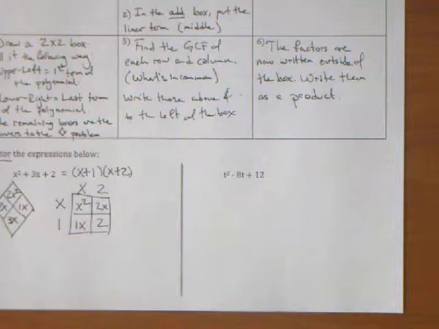This is identical to this. X squared plus 3x plus 2 is the same as x plus 1 times x plus 2. You can check your work. You know that you factored this correctly if you take this and multiply it using a box, or with distributive property, or with FOIL, and you end up with the original thing as the answer.